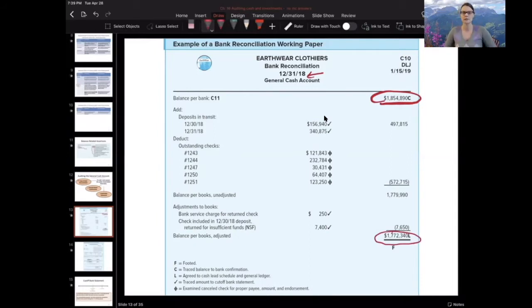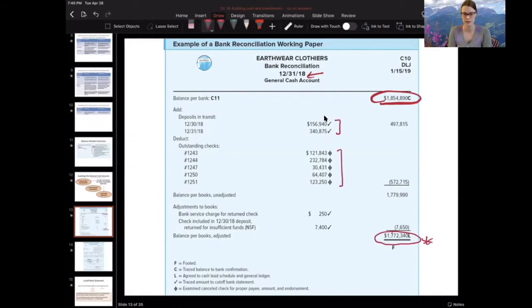So why would these two things be different? Well, the fundamental reason why these two things are different is banks and your bank statement operate on cash basis accounting, and your books operate on accrual basis accounting, right? So the two are never going to match up perfectly. There's always going to be differences. And the two biggest differences that you're going to have are generally going to be number one, deposits in transit, and number two, outstanding checks.